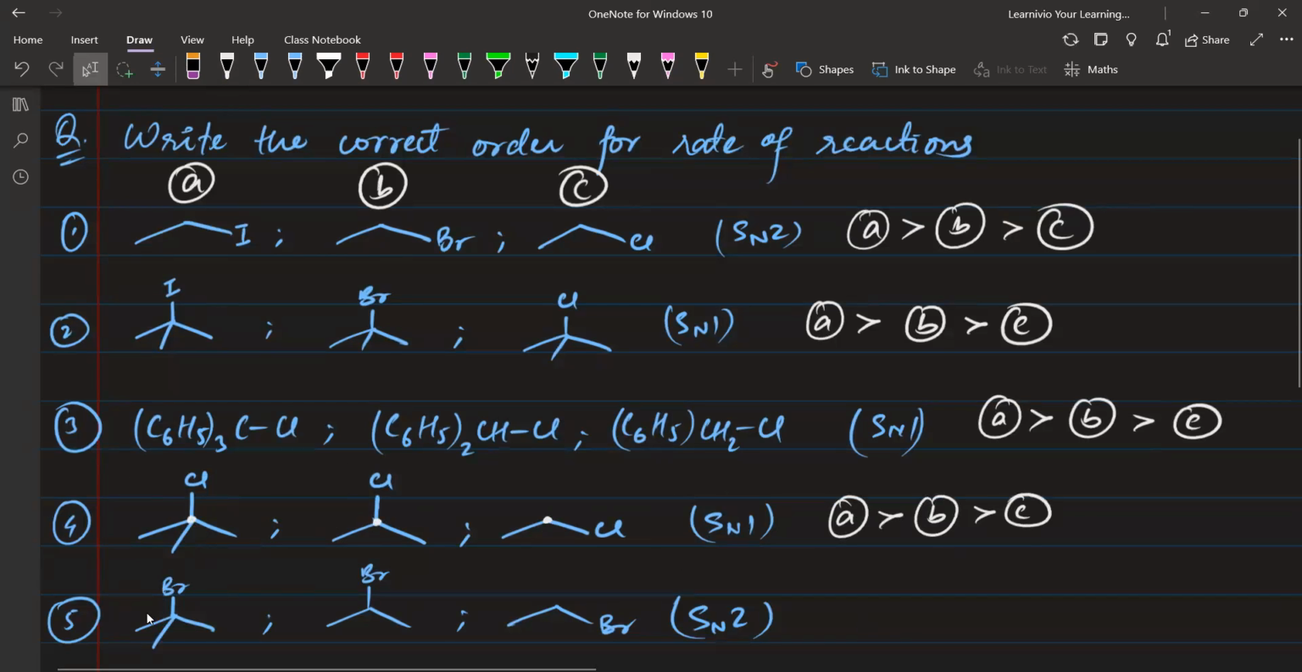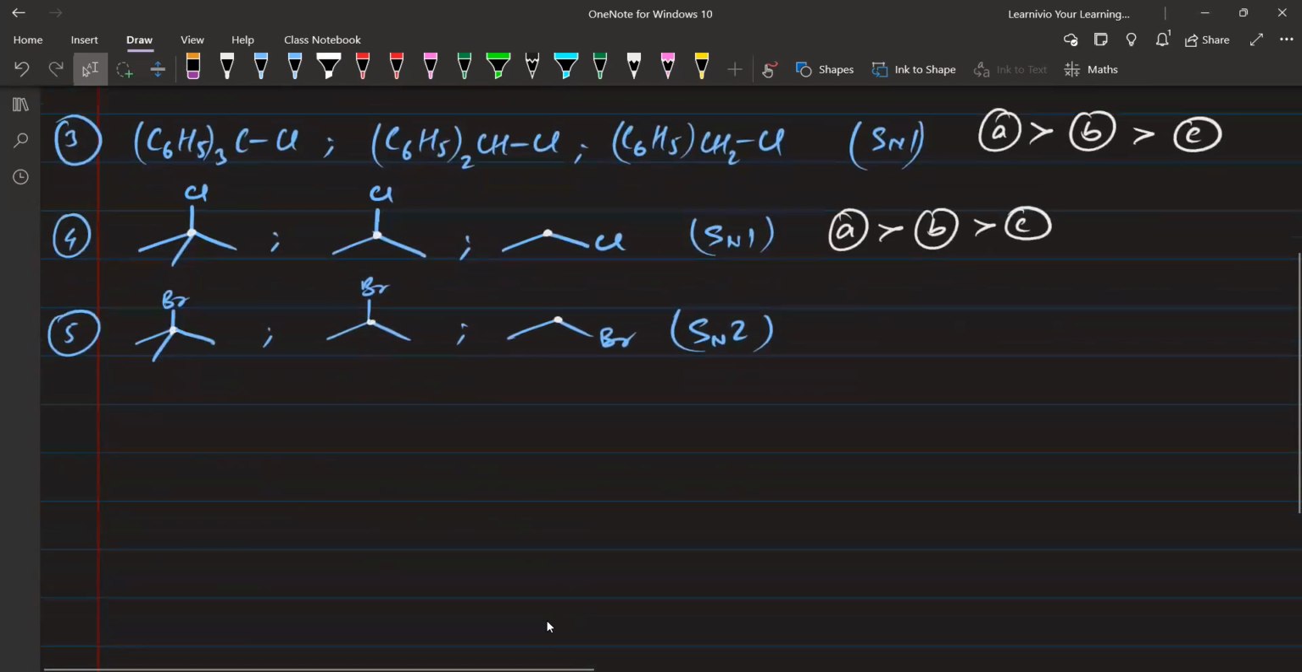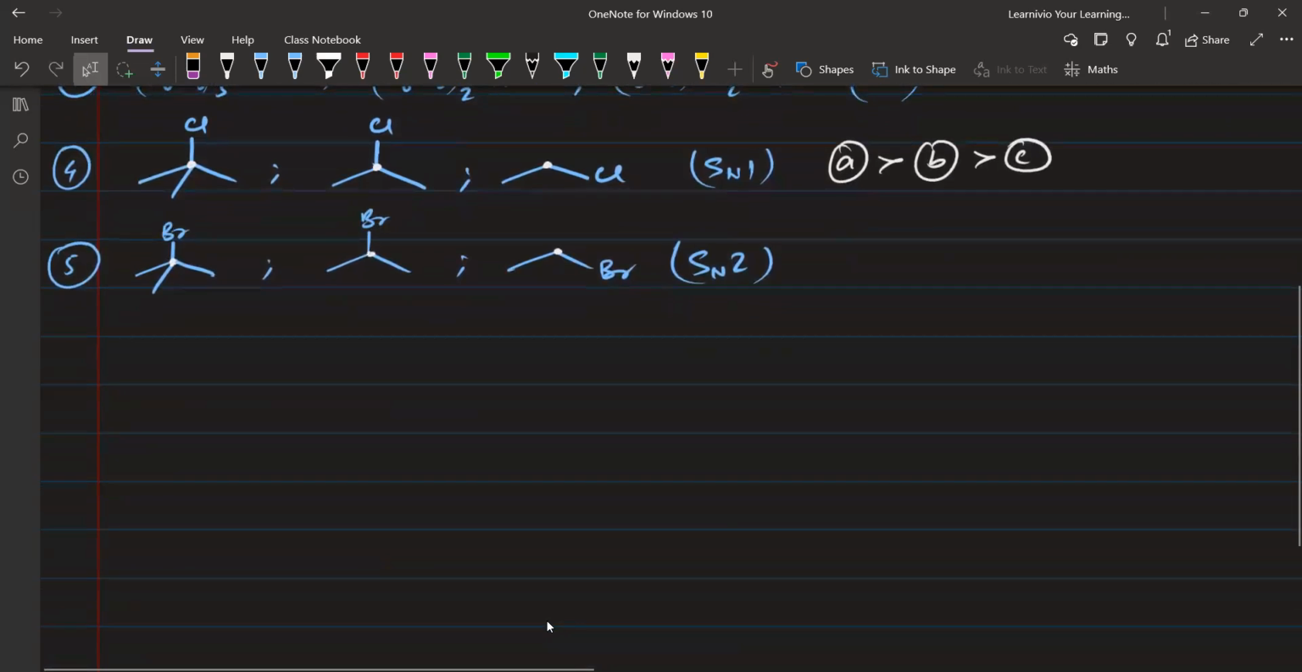In the last case, we have different alkyl groups and the same leaving groups. So we look at the alkyl group, and in the alkyl group, this is 3 degree, this is 2 degree, and this is 1 degree. The rate of SN2 is inversely proportional to the size of bulky groups on the alpha carbon. So 3 degree has the largest number of groups, that is why it will be very slow. So the rate will be A is slowest, then followed by B, and then followed by C.